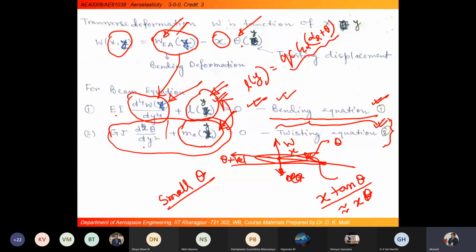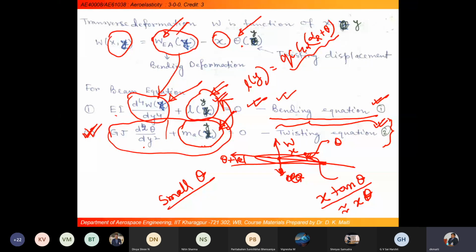So that is why I will be taking the second equation. We will solve it when we take a straight rectangular wing. We will not solve these two equations simultaneously. We will consider only the second equation. We will not consider the first equation. Is it clear? I will show the equation where these two will be coupled.